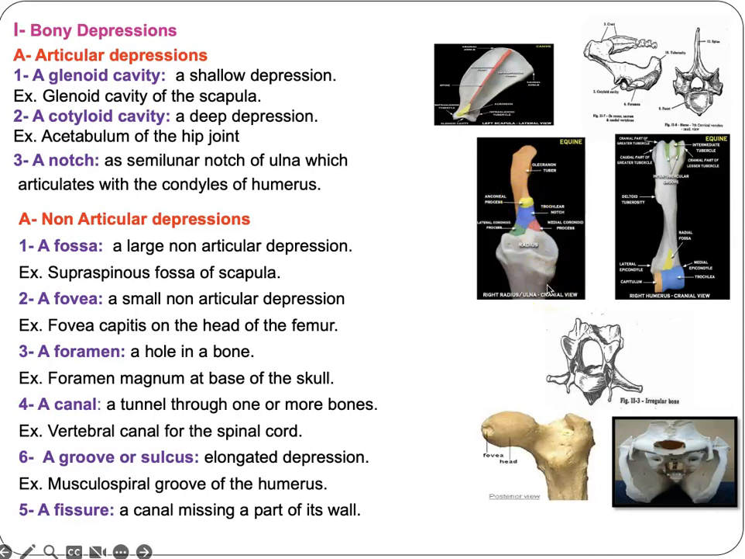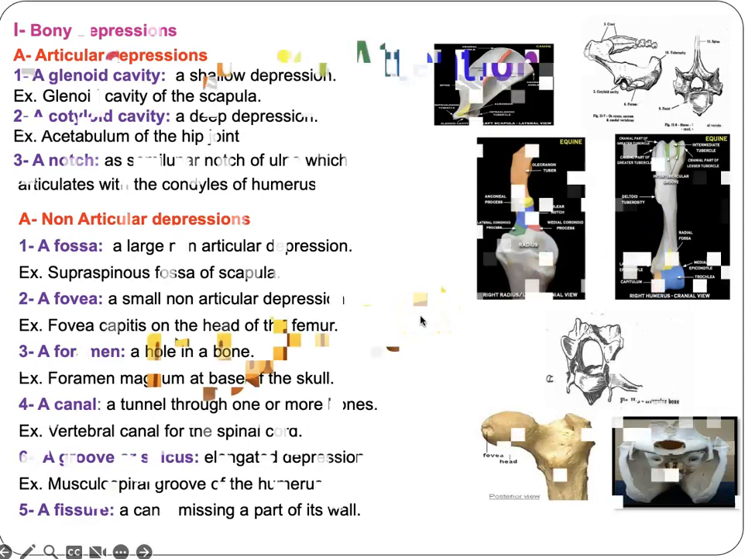Non-articular depressions include the fossa, for example the supraspinous fossa in the scapula. The fovea in the head of the femur is important for ligament attachment, not for articulation. We also have the foramen, like the vertebral foramen, which is only for the spinal cord, not for a joint. Then we have canals, for example the vertebral canal, and the sulcus of the humerus, for example, for muscular attachment. And then we have the fissure. All these are considered non-articular depressions.